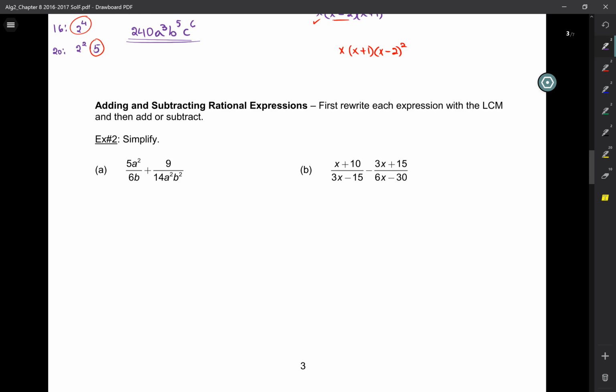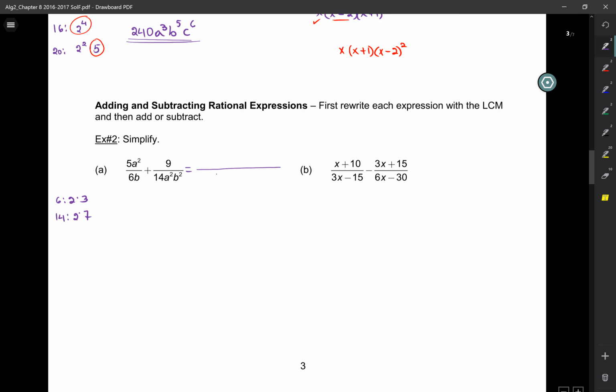All right, so let's take a look at this one. So first I need the LCM, right? Between the 6 and the 14, what number is that going to be? 6 is 2 and 3. 14 is 2 and 7. So I need a 2, a 3, and a 7. So that'll be a 6 times a 7, which is 42.